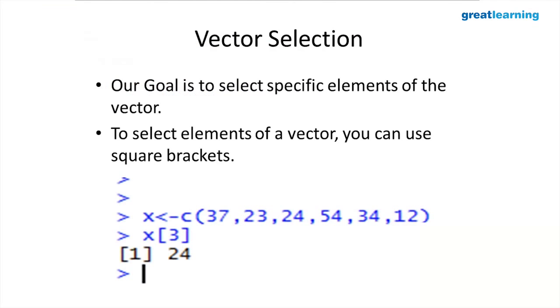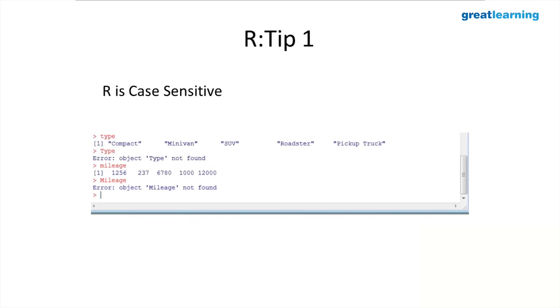Now it's time I'll introduce a tip for you guys. The tip in vectors is that R is case sensitive. When I say case sensitive, it means that R identifies something in lowercase as a different object, and similarly a name defined in uppercase as a different data object.